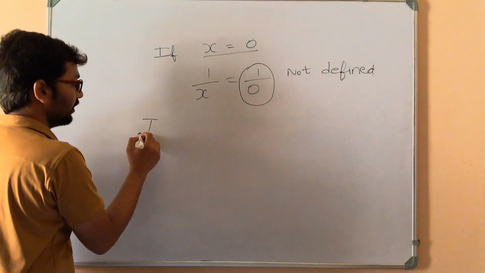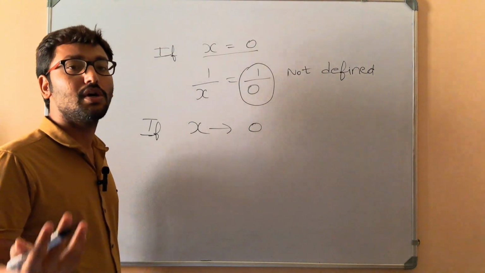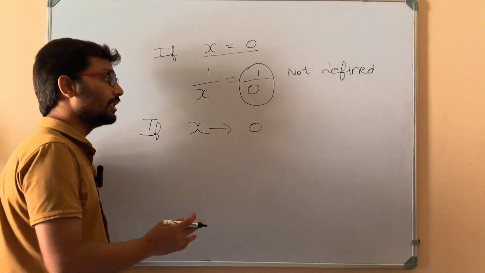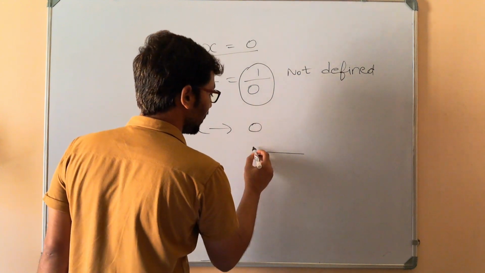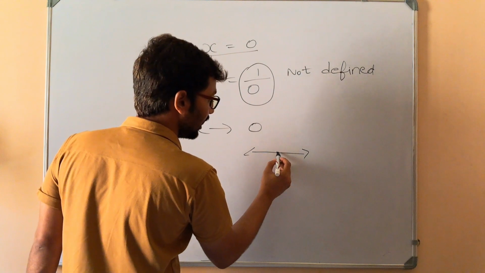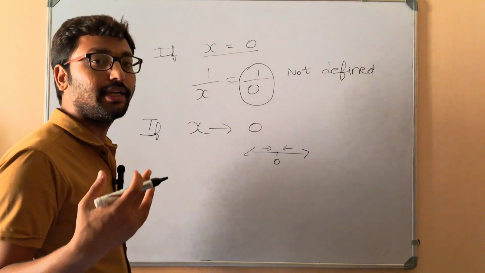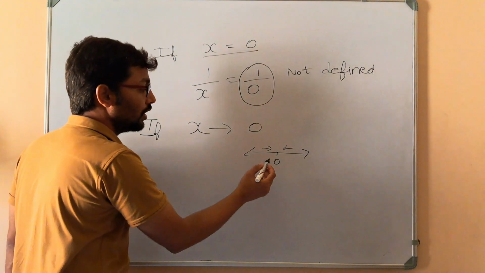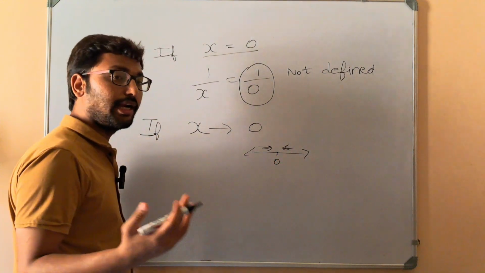Now, if x tends to 0, what does it mean? X tends to 0 means x is nearly equal to 0, x is tending to 0. On the number line, this is 0. From the left side it tends to 0, or from the right side it may tend to 0. So x can move from the left side or from the right side.